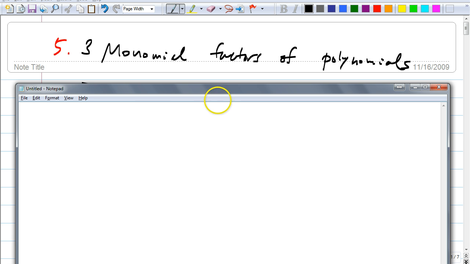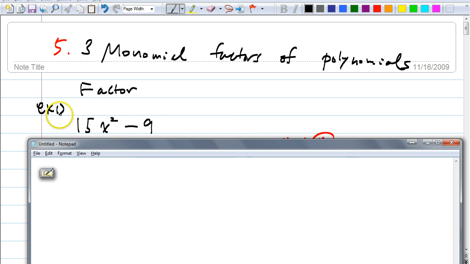For example, here's our first one. Look at the instruction. It says to factor. It doesn't say simplify, because if it did, then you're done. There's nothing to simplify. But they ask you to factor this, okay? And we're going to get a monomial factor out of this. So when I say factor 15x squared minus 9, in order to factor, do you have an idea?